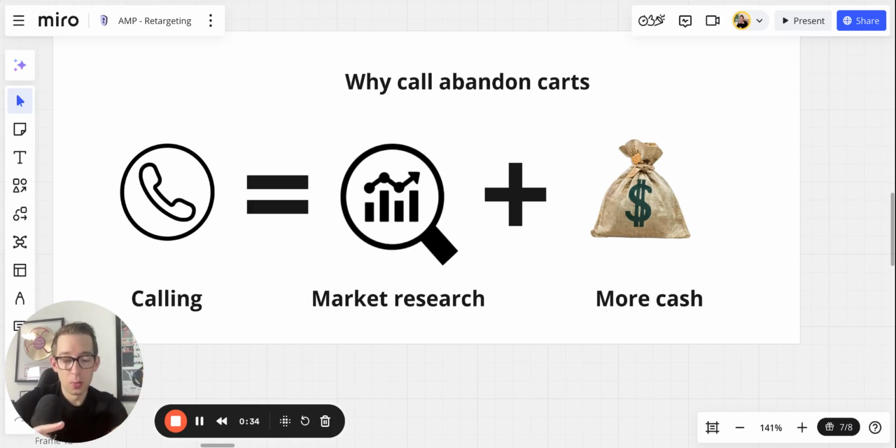So what do I mean by that is when you call your abandoned carts, right? Every single person who goes to your sales page, they opt in, they get to the checkout, but they don't purchase on the checkout. If you call every single one of those, you're going to find out why people didn't buy.